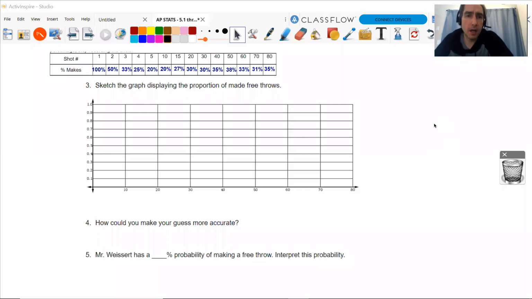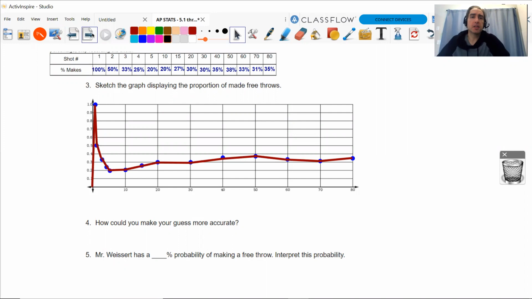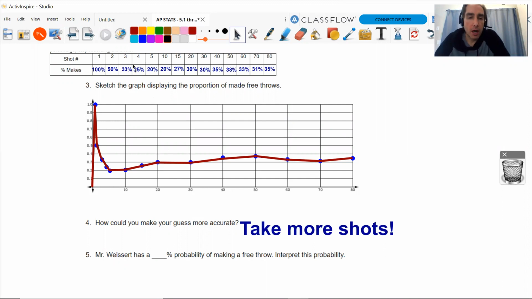So we could plot this on our graph over here, just looking at the percentages. You can see it kind of models what we did on the website here. I included some of the intermediate points to see that. And it ends up leveling off in the mid 30s. You're going to be asked the question, what can you do to make your guess more accurate? Well, of course, the answer is to take more shots. So speaking of more shots, I've run it for another 120 times just to see where we're at.